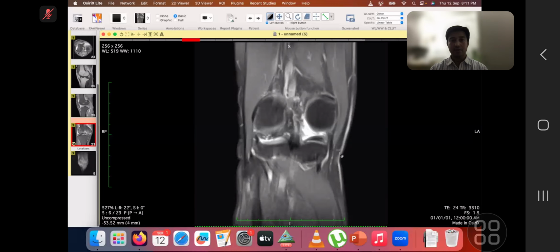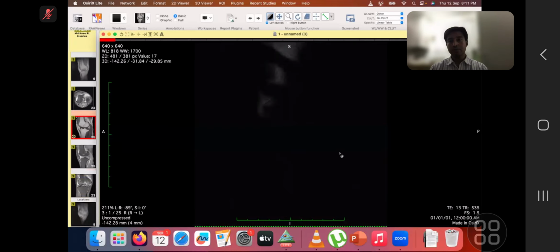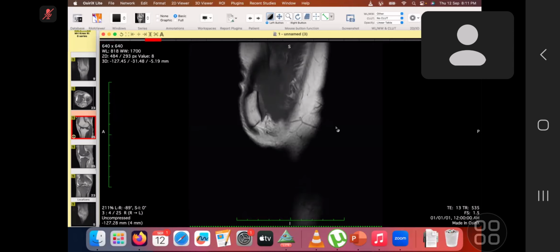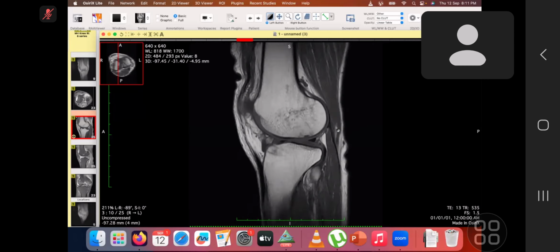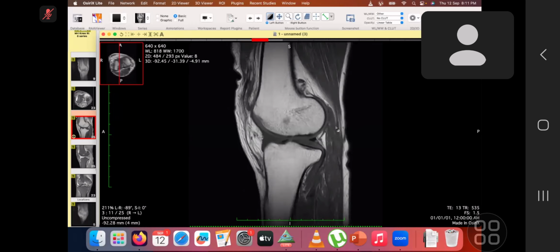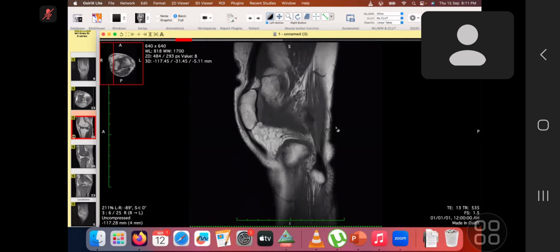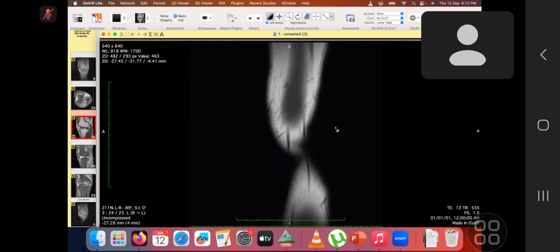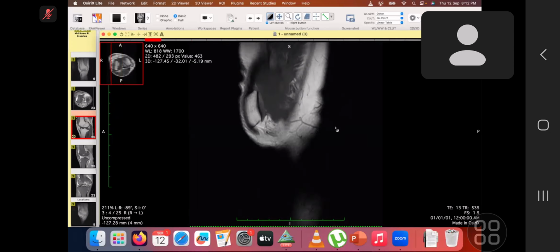So we have this sequence. You can scroll through. I can't see any hypointense fracture line.